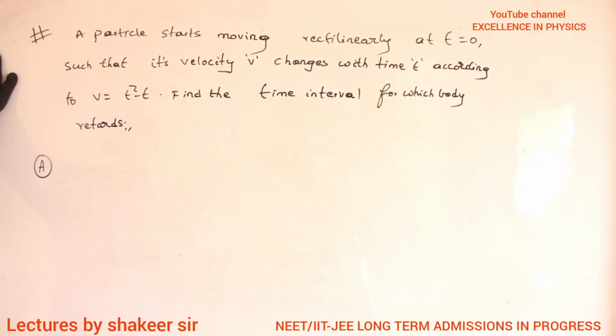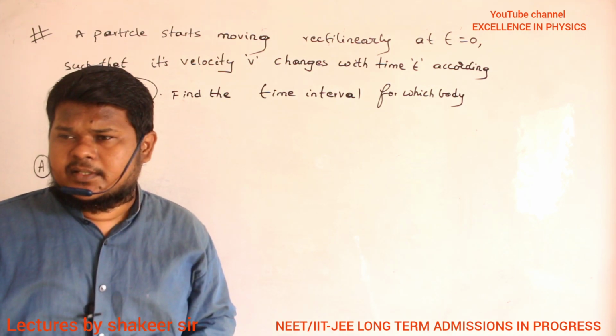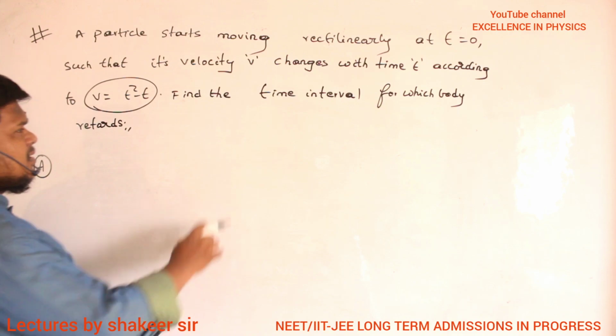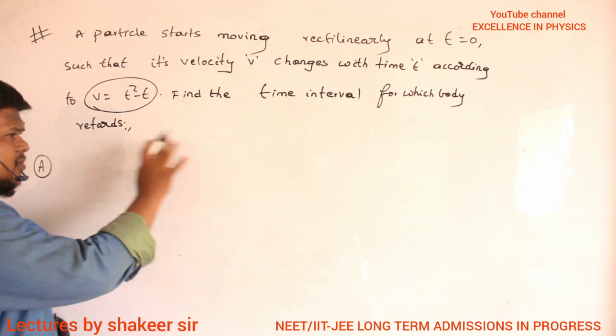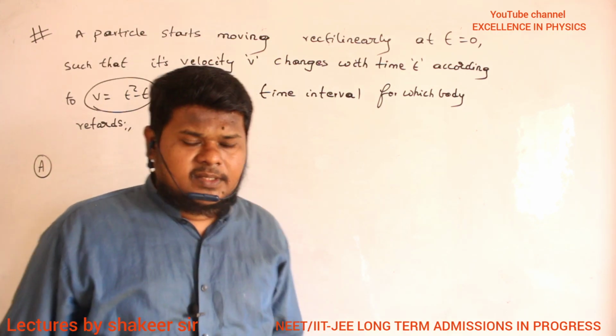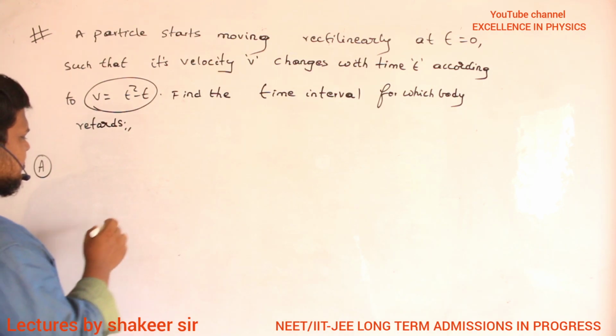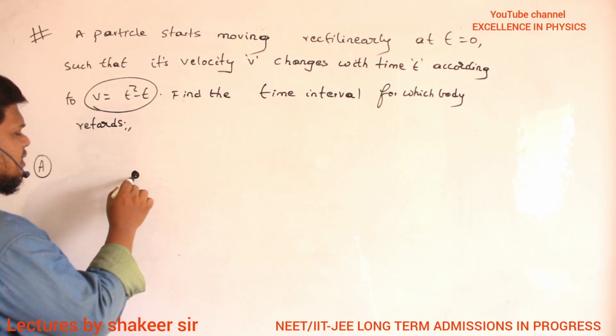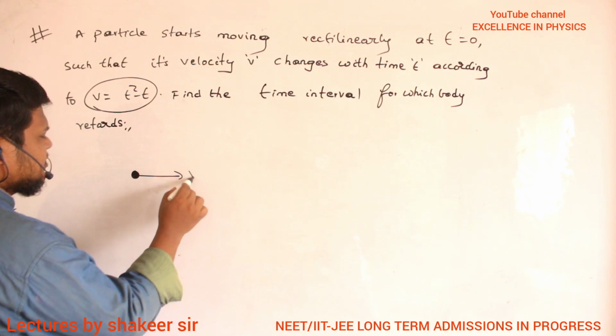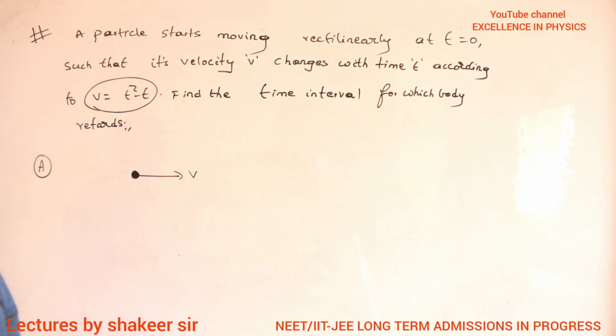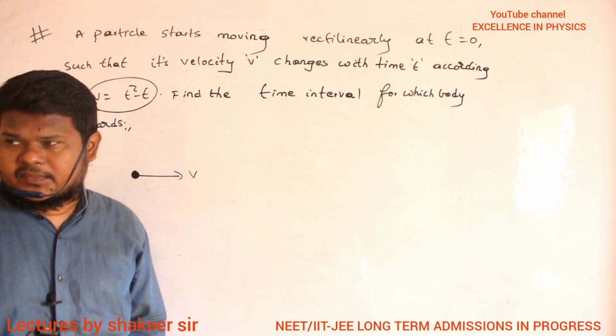At t equal to 0, its velocity v changes with time according to this relation: v is equal to t square minus t. Then find the time interval for which the body retards. Initially, let us consider this is a body and it is traveling in this direction with a velocity of v.